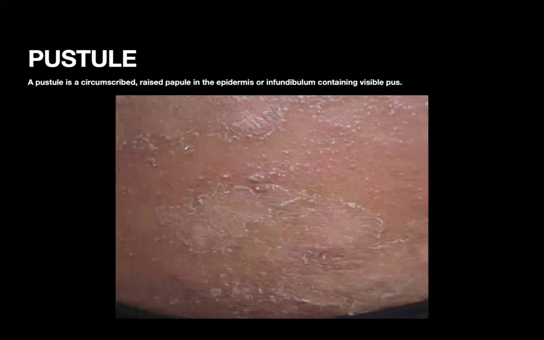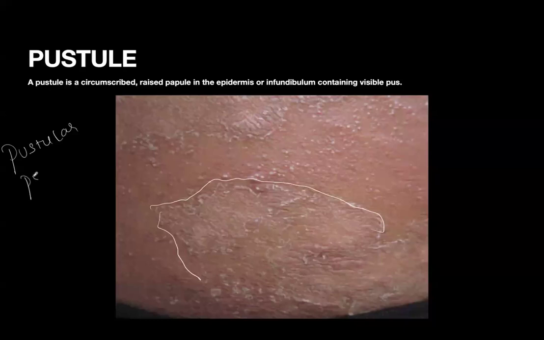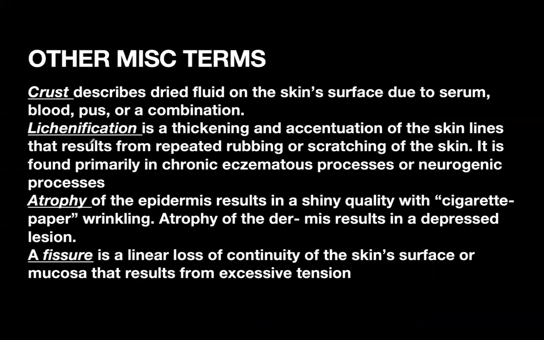This is a pustule. A pustule is a circumscribed raised papule in the epidermis. This is a circumscribed lesion. Again, pustules you will get in case of pustular psoriasis. You can find a lot of pustules. This is a pustule.